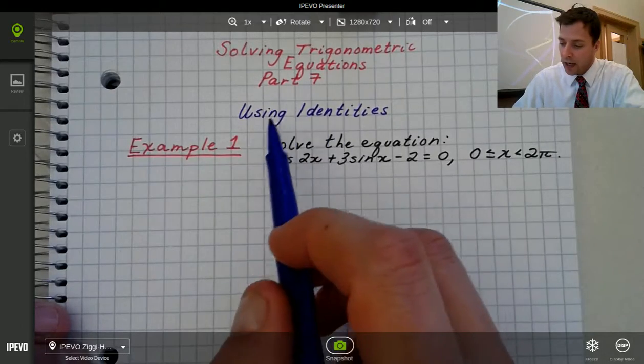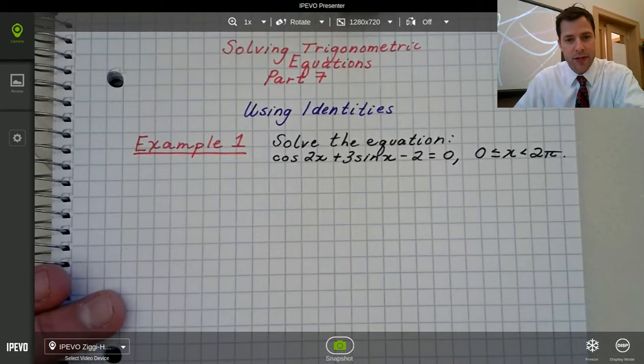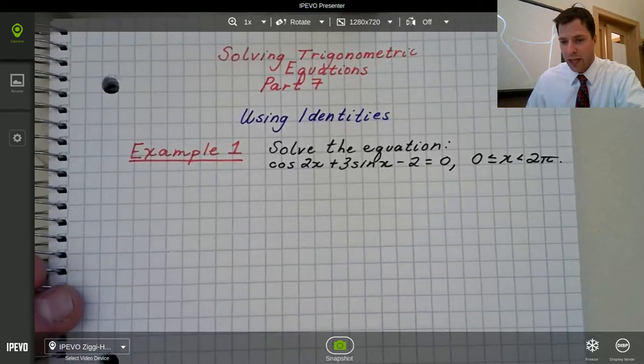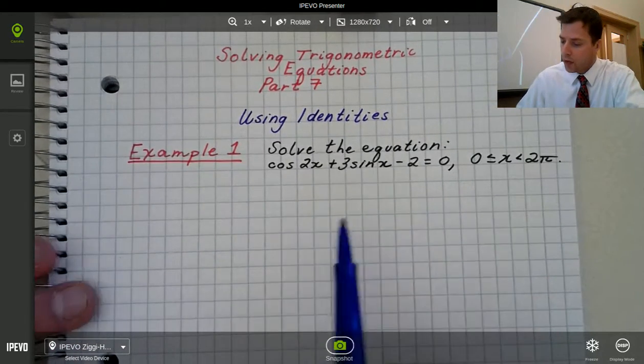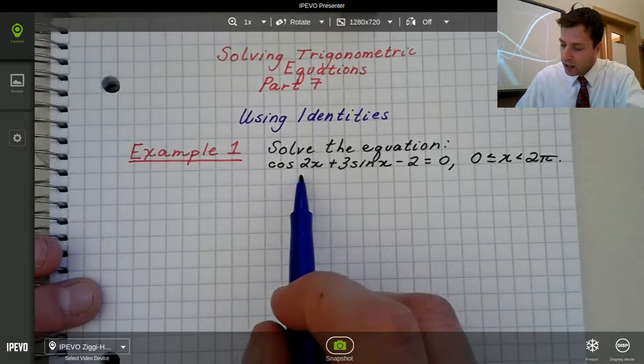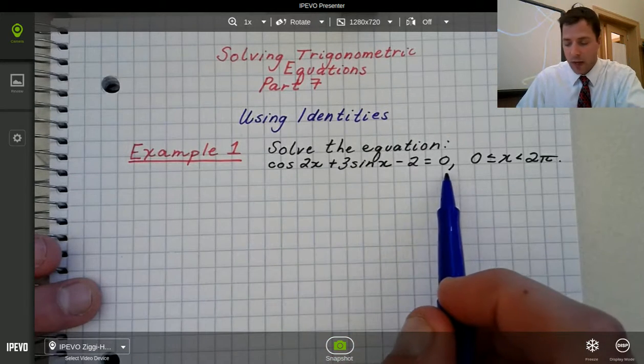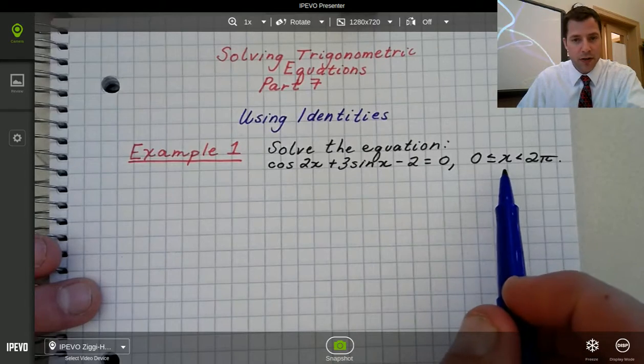Nicholas JMV here. We're going to be using identities to help us solve some of these trig equations. Okay, so this can be a little more challenging. So let's look at our first example here. We're going to look at solving the equation cosine of 2x plus 3 sine of x minus 2 equals 0 over 0 to 2 pi.